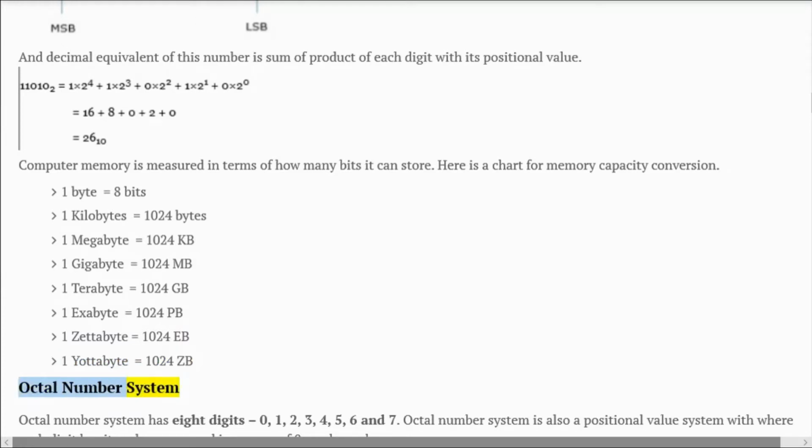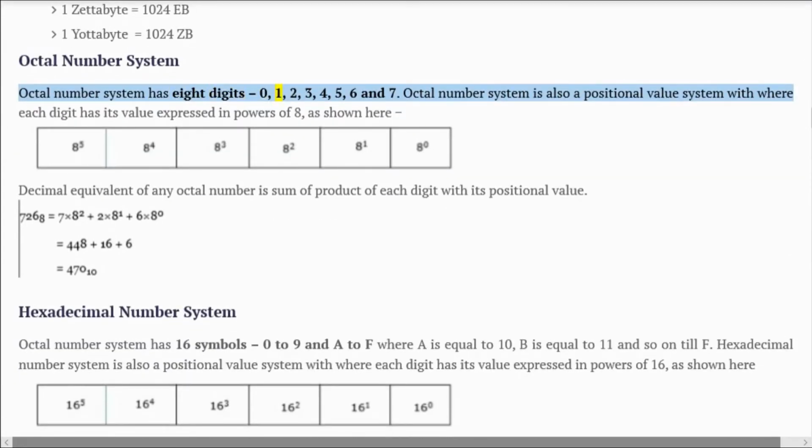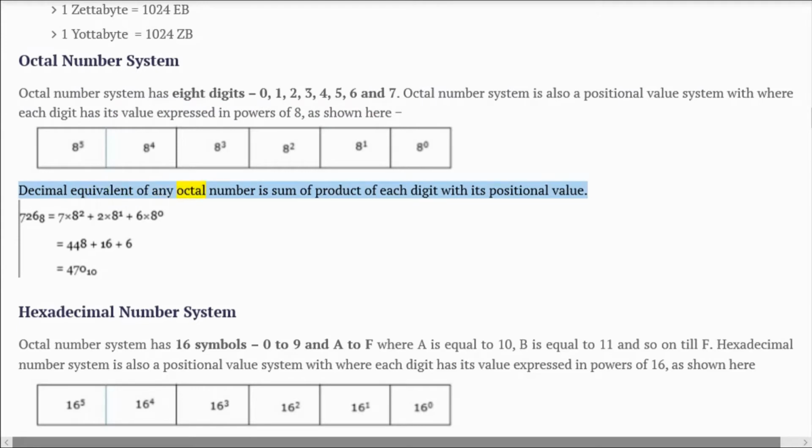Octal number system. Octal number system has 8 digits: 0, 1, 2, 3, 4, 5, 6 and 7. Octal number system is also a positional value system where each digit has its value expressed in powers of 8, as shown here. Decimal equivalent of any octal number is sum of product of each digit with its positional value.